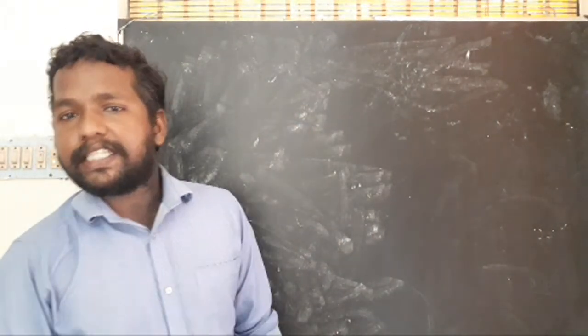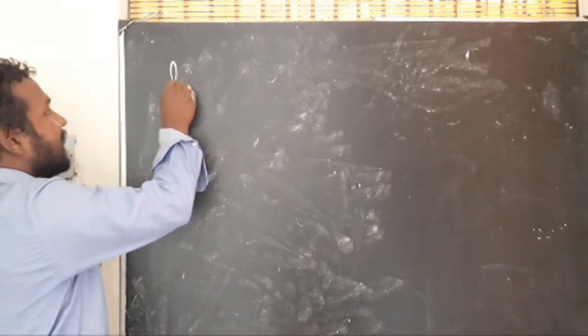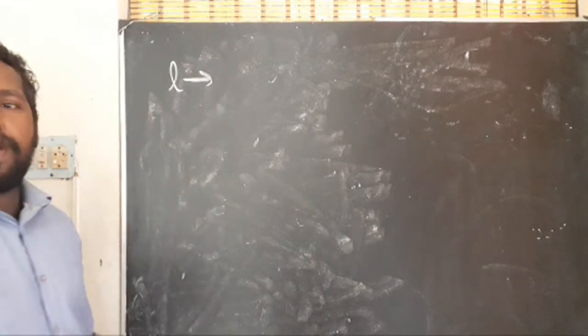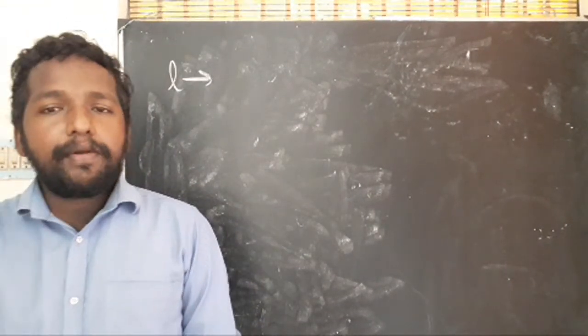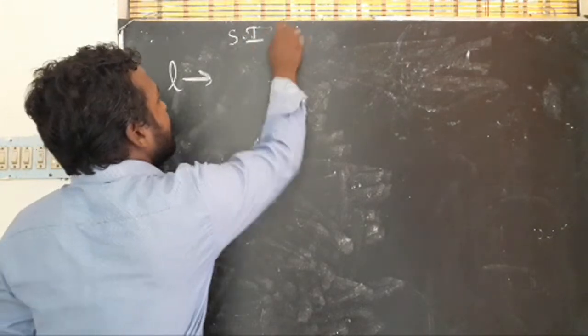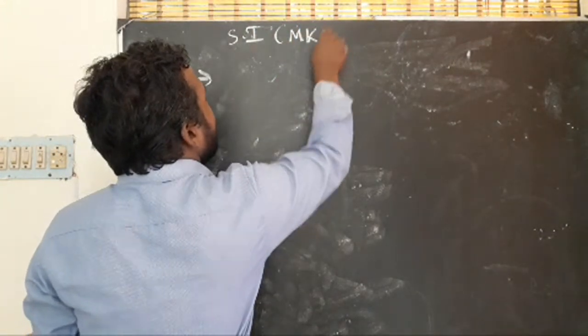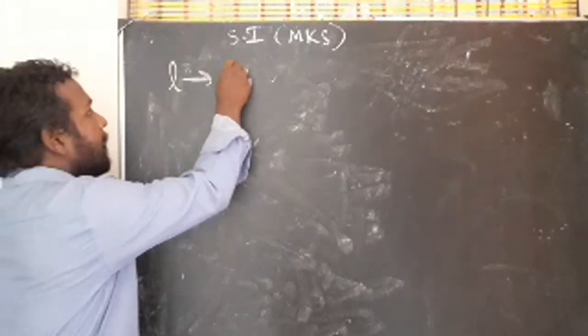Now, I'll be introducing what a dimensional formula is. Length, first we will take the fundamental quantity unit. If you know the fundamental quantities, you can easily do the derived quantities, because derived quantities depend on the fundamental quantities. Always follow the SI unit. The SI units are meter, kilogram, second. For length, the SI unit is going to be meter.